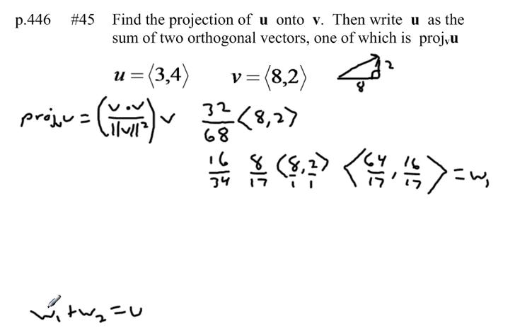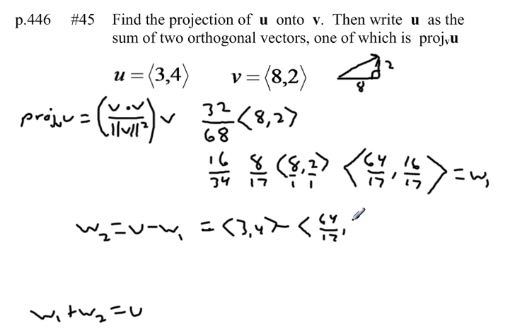And if I subtract w1 from both sides, I have this formula. To find w2, I take u minus w1. Okay, so I know vector u is 3, comma 4. I need to subtract w1, which is 64/17, comma 16/17. Okay, to do this subtraction, we need a common denominator, which is 17. So I can write this as 51/17, comma 68/17. There's vector u minus w1, which is 64/17 and 16/17.